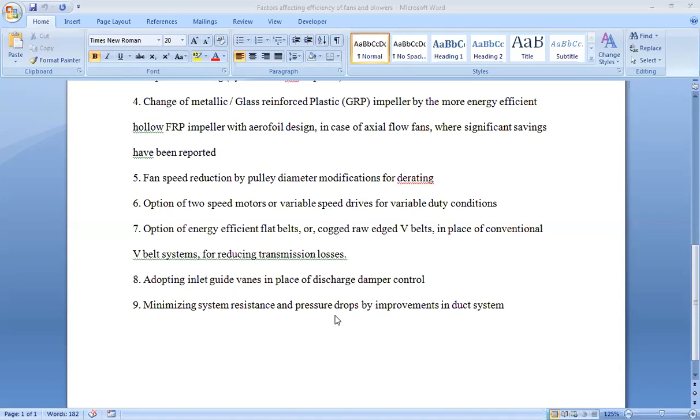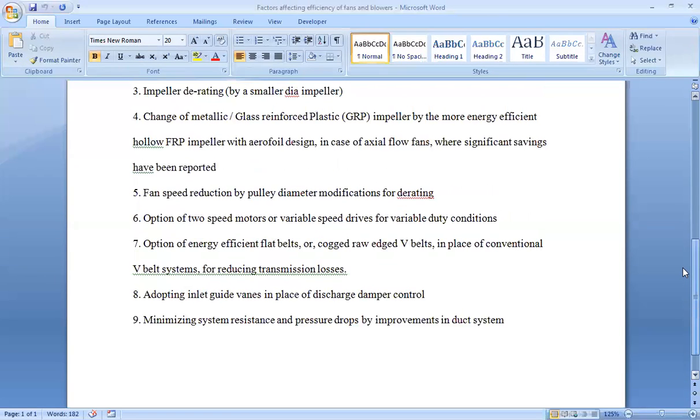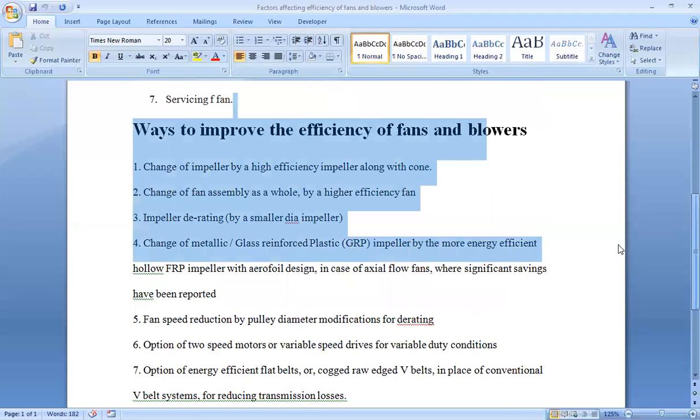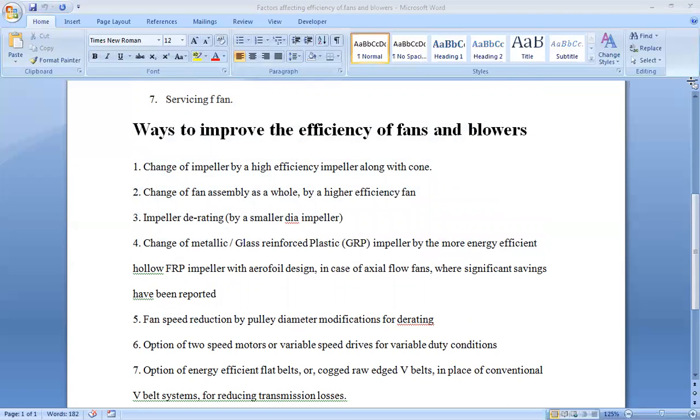Even for the incoming air to the fan, we can use inlet guide vanes, so that the air will be accepted by the fan, and we can control the flow of the incoming air. And with outlet damper controls, we can control the outgoing air. In that way, we can increase the efficiency of the fan. Then, by minimizing the resistance and pressure drop through improvement in the duct system, we can reduce the resistance to the air, so that the proper air will be blown. So these are the ways by which we can increase the efficiency of the fan.